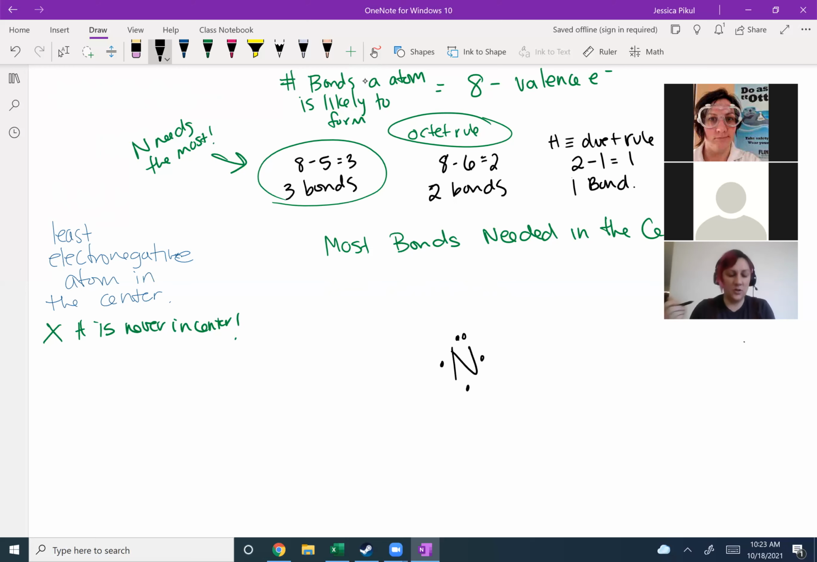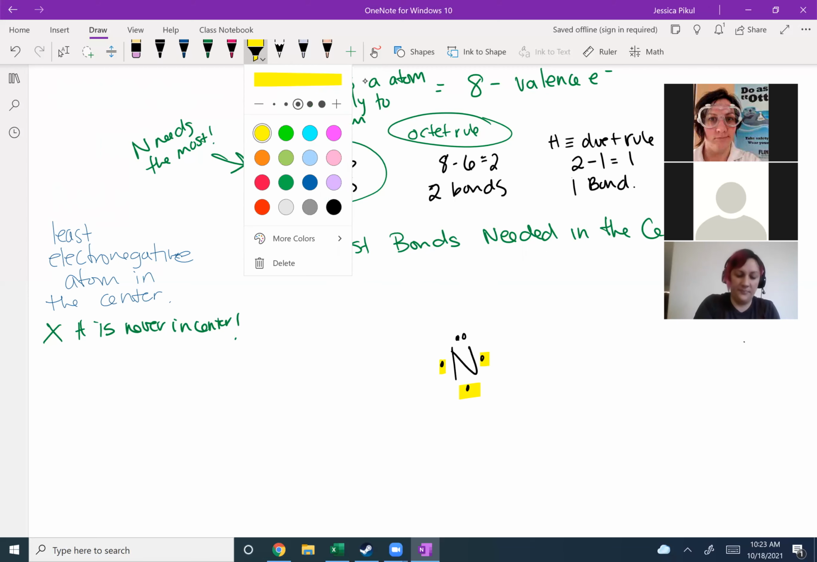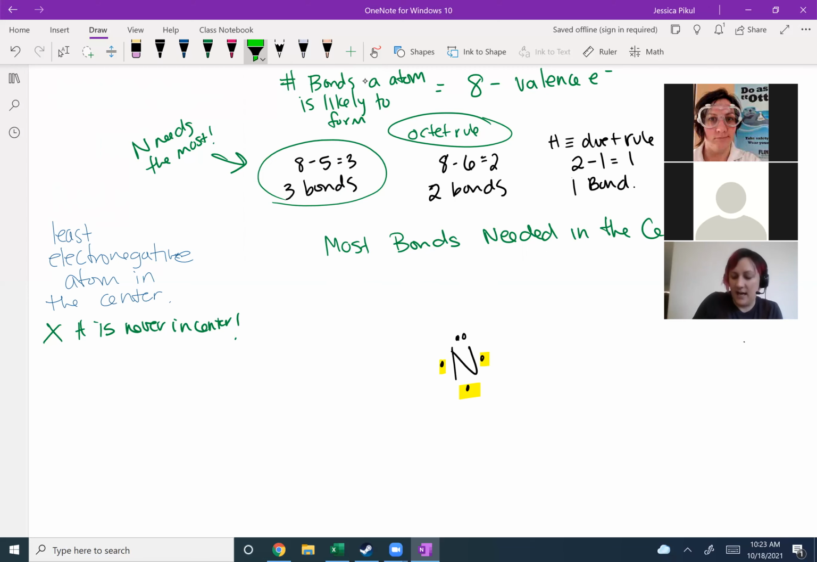So I know this nitrogen needs to have 3 bonds. And really, if I look at this, I have 3 unpaired electrons. So that's where I'm going to form the bonds to my nitrogen. Anything that is lone pair already, I'm going to leave that alone. So I'm going to leave all lone pairs alone, which means I won't form a bond to it. So, okay, I've got my nitrogen.